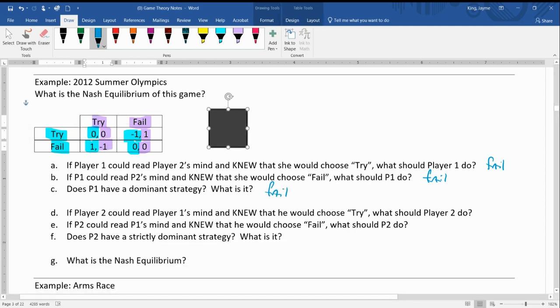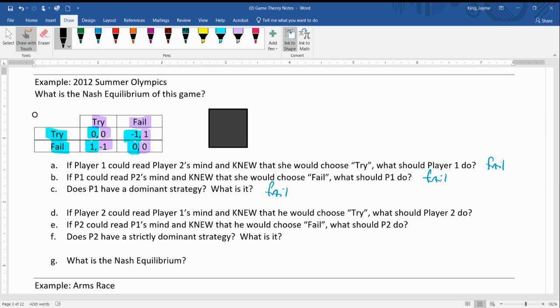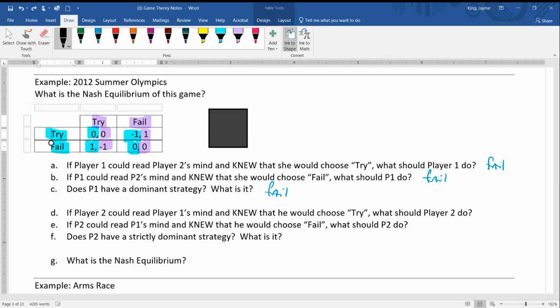All right, other player. So if we knew that they were going to deliberately fail, then what? Okay, so now when I look at this for player 2, I'm saying, well, if they try, they get 0. If they fail, they get 1. So in that outcome, they should choose to fail.